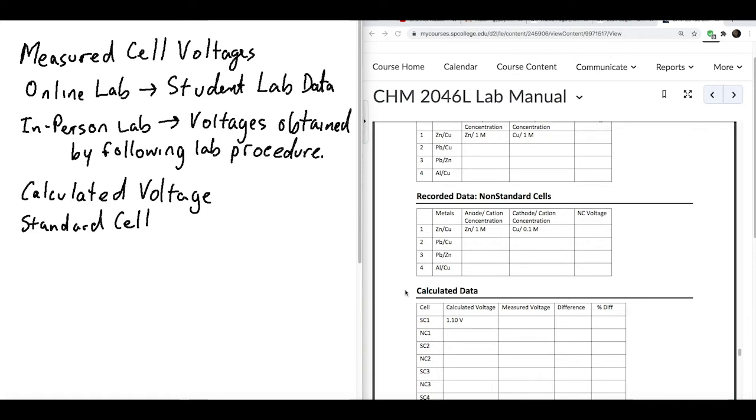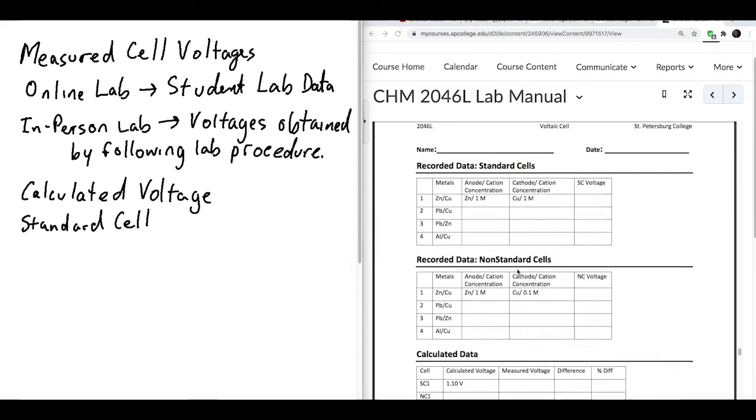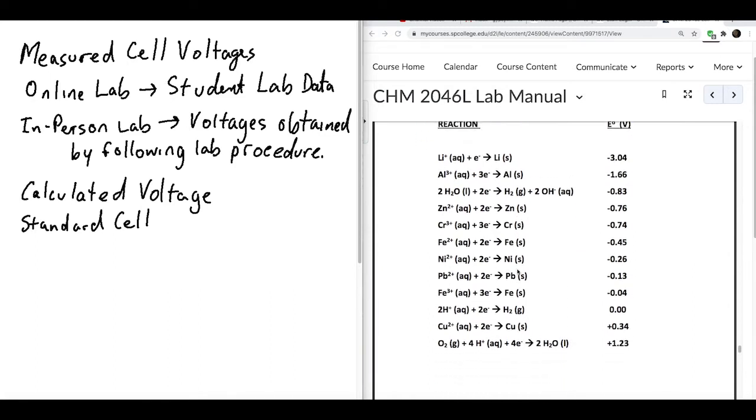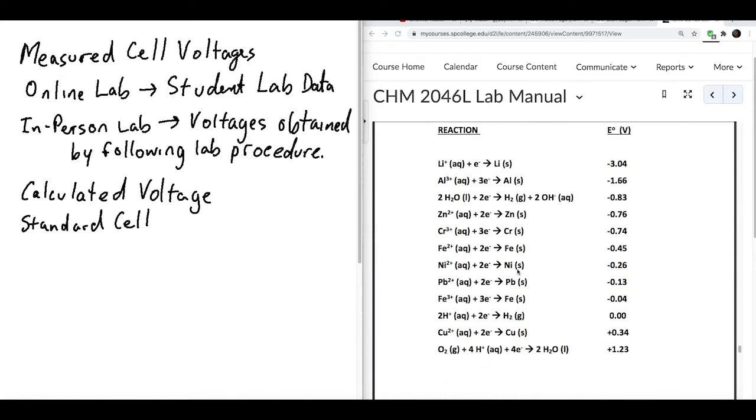Now the calculated voltage. Let me give you an example for the standard cell, and it's going to pretty much mirror what we were just talking about with regard to figuring out the anode and cathode. So what we have here are reduction potentials. The reason we know that they're reduction potentials is because all of the electrons are on the reactant side, meaning they're all receiving electrons at this point. So that makes all of these reductions. But in order to make a cell, one of these has to be turned into an oxidation. And when we turn it into an oxidation, it flips around.